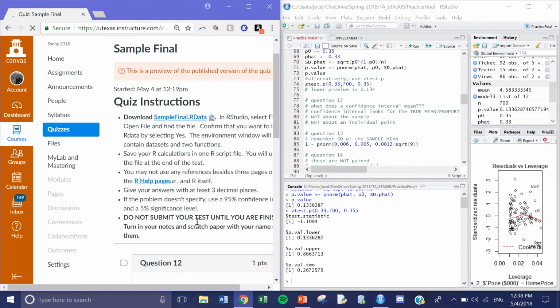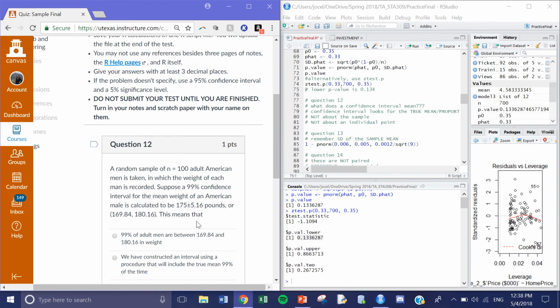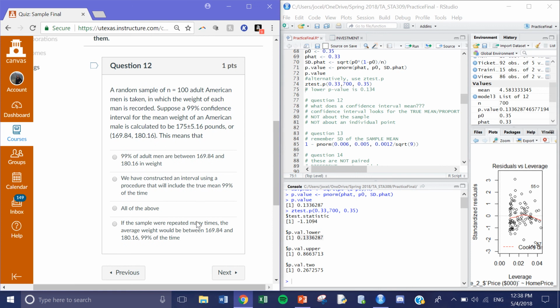Question number 12 is also conceptual. A random sample of n equals 100 adult American men is taken, in which the weight of each man is recorded. Suppose a 99% confidence interval for the mean weight of an American man is calculated to be 175 plus or minus 5.16 pounds, or 169.84 to 180.16. So it's about interpreting this confidence interval.